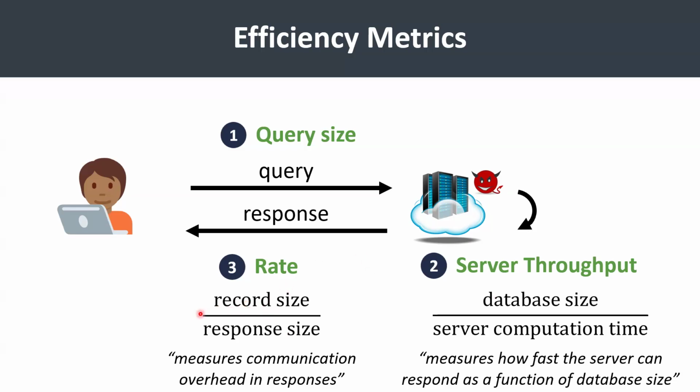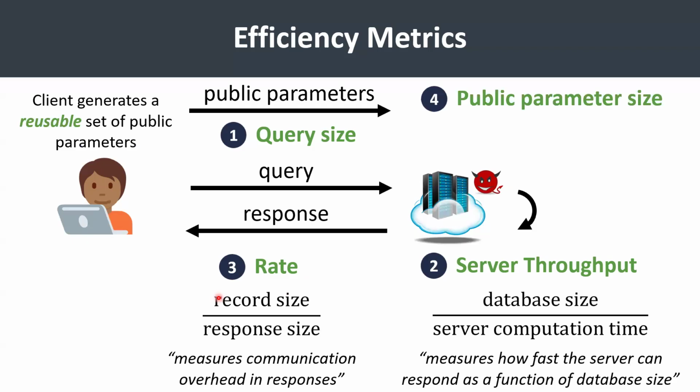If the rate was 1, that means that if the client wants to get 1 bit of the record, then it only needs to download 1 bit of information. Now, it could be the case that the client wants to retrieve 1 bit, and it needs to download 1,000,000 bits, or even a megabyte or something like that. Then the rate would be much smaller, like 1 over 1,000,000. So if we want a protocol to be high rate, that means the communication overhead is minimized.